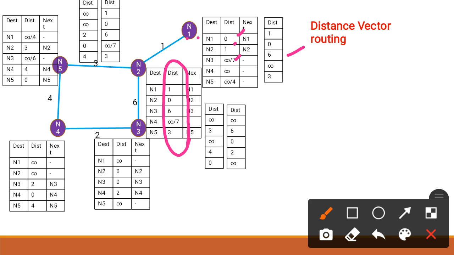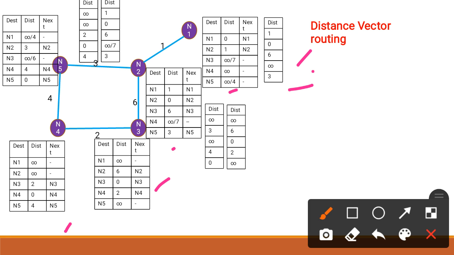n1 will update its table only from n2, because through n2 the next hop is n2, and then it goes to n4. Here it is infinity, so no change will be there. Then n5 is 3 here, so it is written as 4 here. Likewise, each and every node will update its table in the first round. So see here, there were 3 infinity values; now only one is remaining. Likewise, the other nodes also maintain and share their tables.